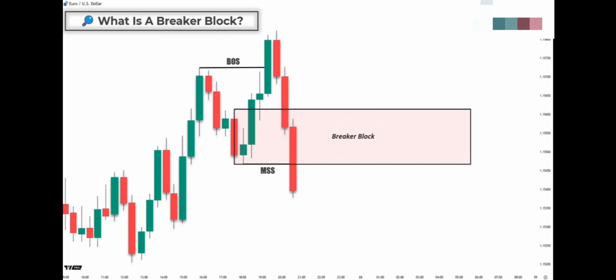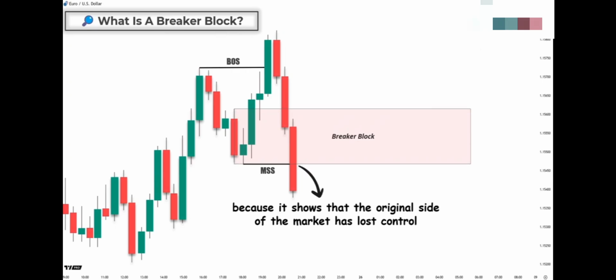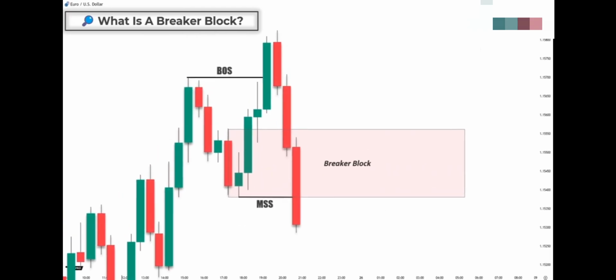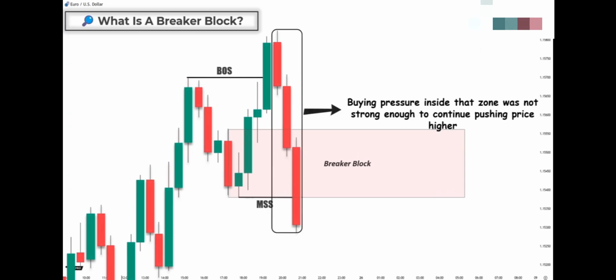From a smart money perspective, this failure is important because it shows that the original side of the market has lost control. For example, if a bullish order block fails and price breaks below it, that tells us the buying pressure inside that zone was not strong enough to continue pushing price higher.